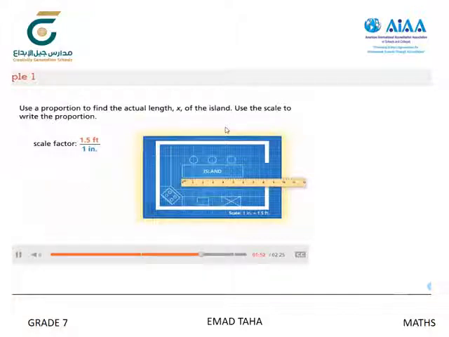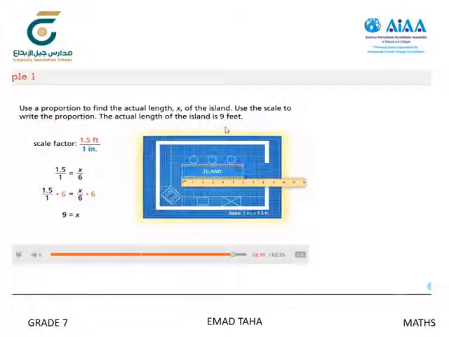Write the scale factor on one side of the proportion. The other side is the ratio of x, the actual length of the island, to 6 inches, the length of the island in the blueprint. Make sure to write the ratio in the same order as the scale factor. Solve the equation by multiplying both sides by 6. The actual length of the island is 9 feet.